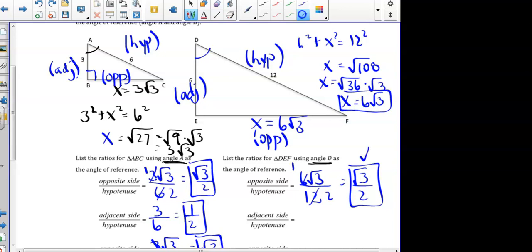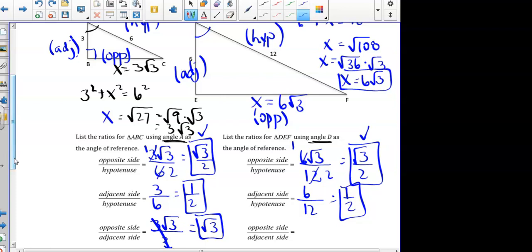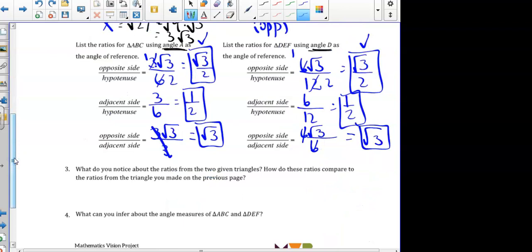Notice that our answers for both of these triangles actually simplify to the same ratio. If we move down to the next, adjacent over hypotenuse, we have 6 over 12, which simplifies to 1/2. And again, we see that both of those ratios are equivalent, 1/2 and 1/2. And the opposite side over the adjacent side will simplify to root 3. So in number 3, we were asked to notice what we see regarding these ratios. And we can see that the ratios of the corresponding sides are the same.